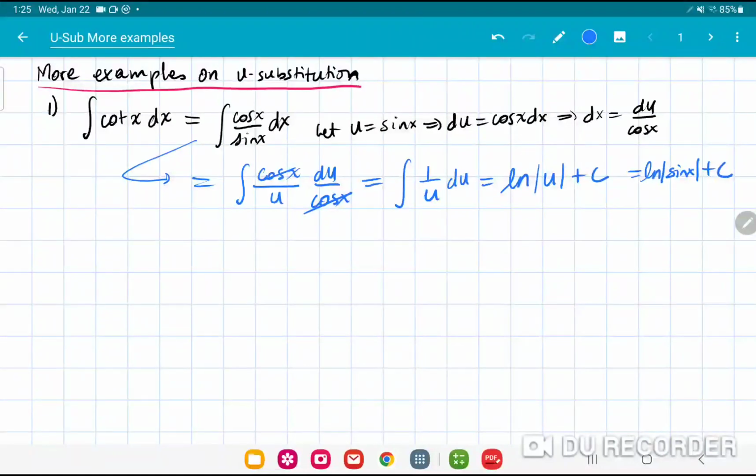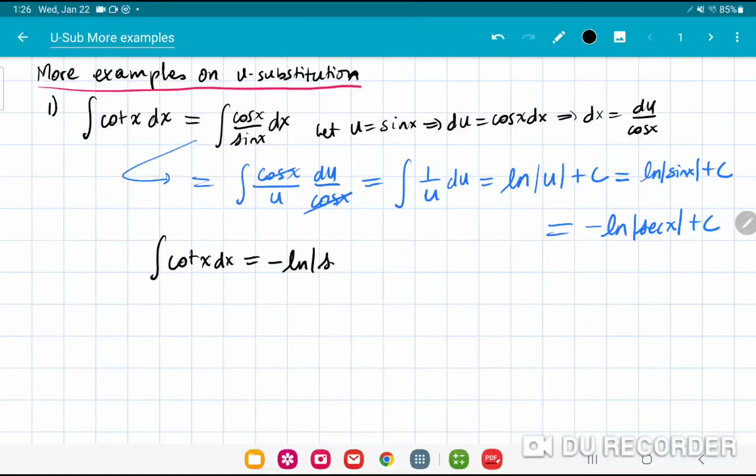Now, to make it similar to the integral of tangent of x that we studied, I will change sine x to 1 over sec x. So if I do 1 over sec x in here, then this produces a minus of natural log of sec x plus c. This is just your algebra, one of the log rules that we learned. Okay? So the integral of cotangent of x dx is negative natural log of secant of x plus c.